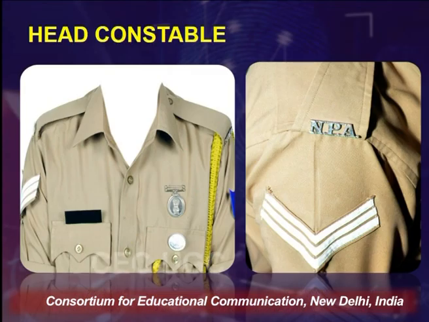So in this lecture we will see how the different police organizational ranks are arranged and how we can identify the ranks of police officers by their uniforms. The rank of a constable, as we see in the picture, has NPA, the National Police Academy, on the shoulder. This is the uniform of a constable. The head constable, along with the shoulder badge, has 3 white stripes.